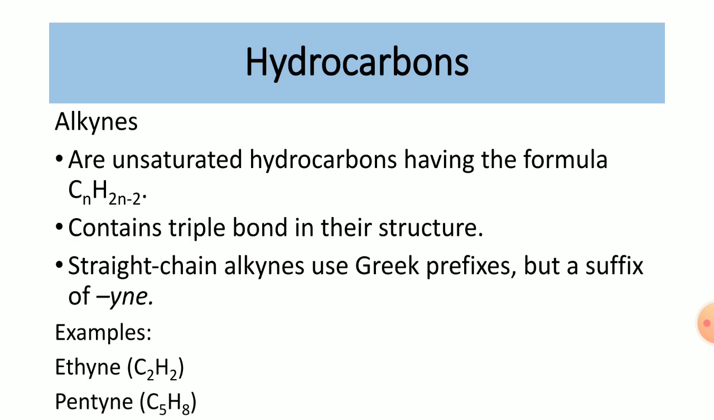And another example is pentyne. Pentyne has 5 carbon atoms. So, that is C sub 5 H sub 2 times 5 minus 2, which will give us 8. So, that is C sub 5 H sub 8.